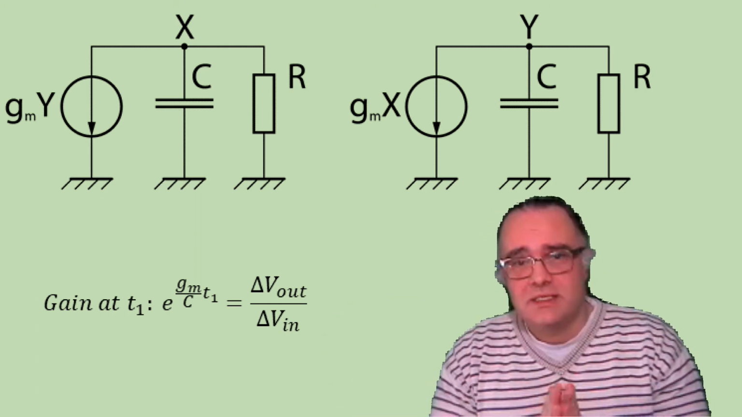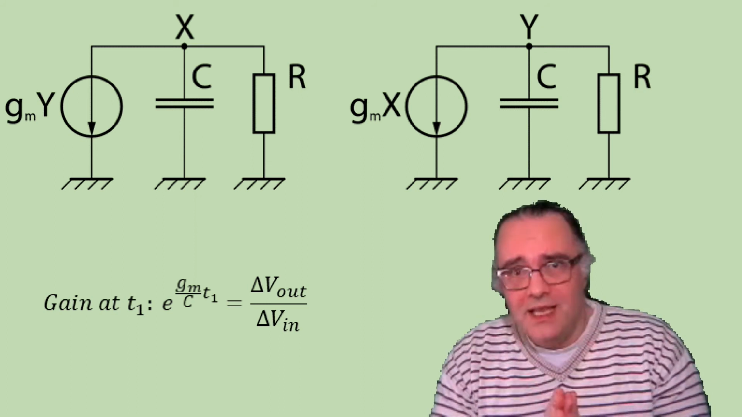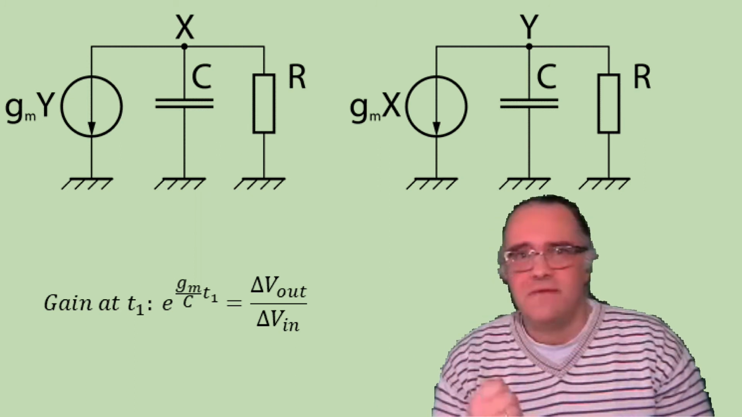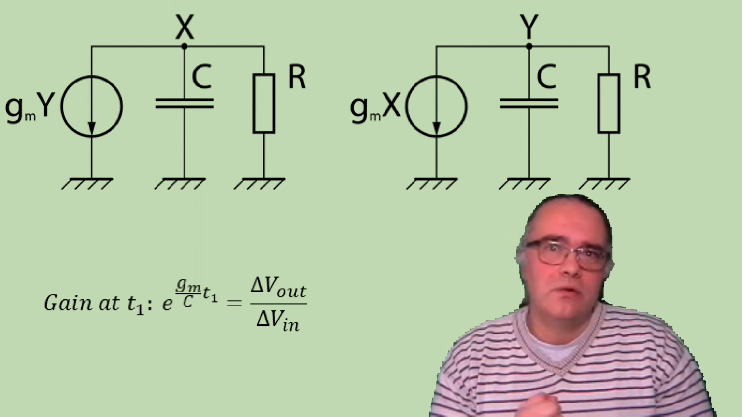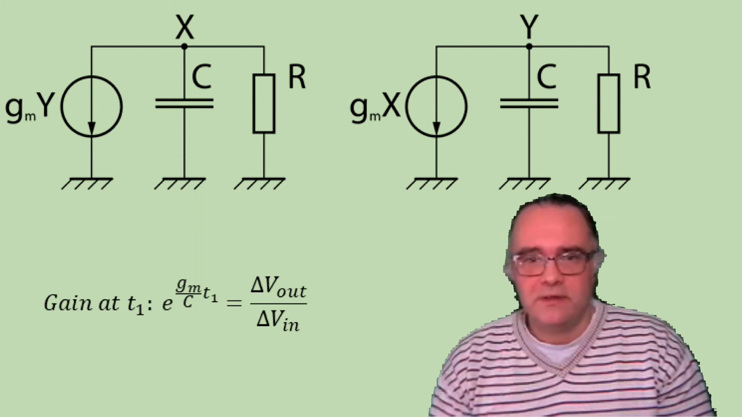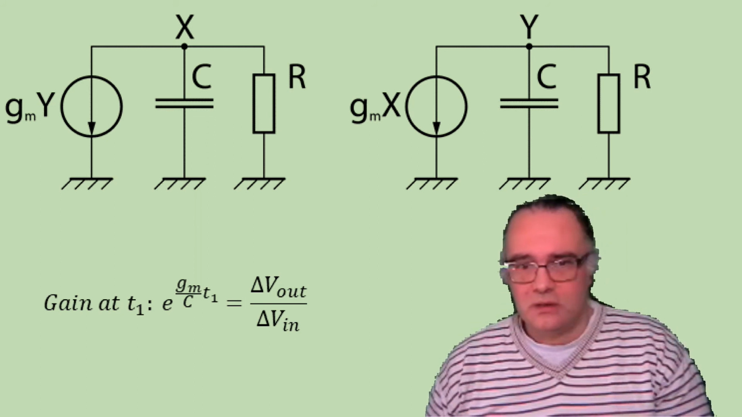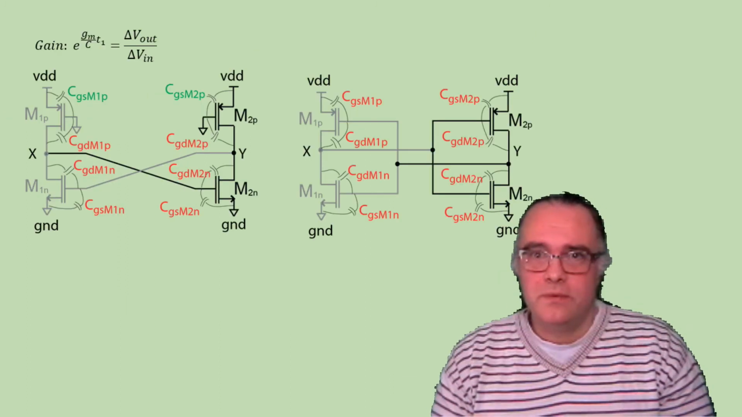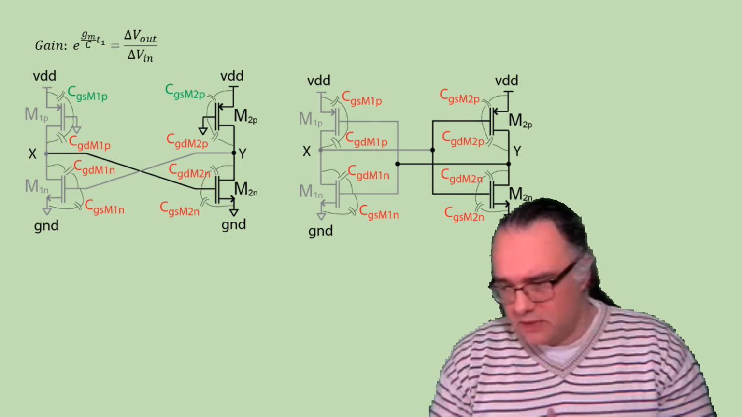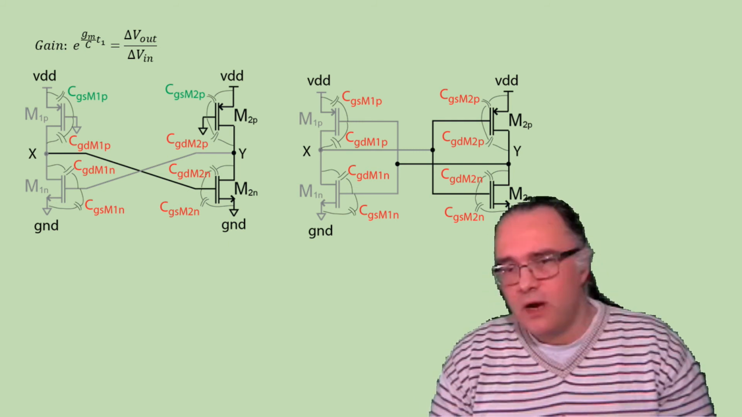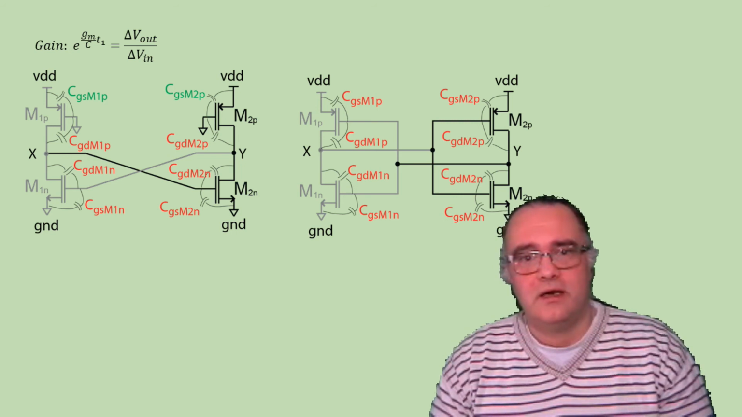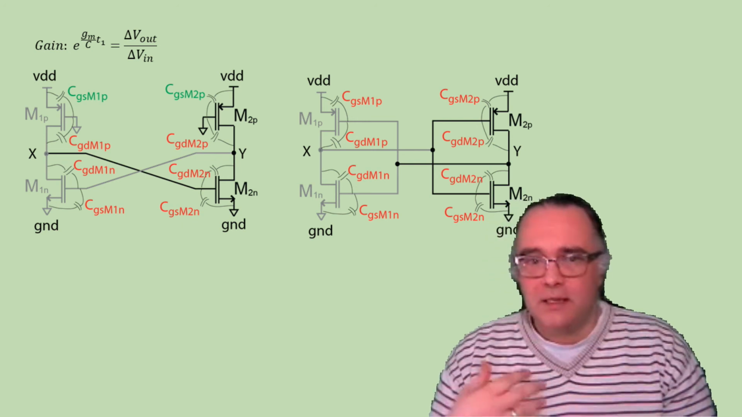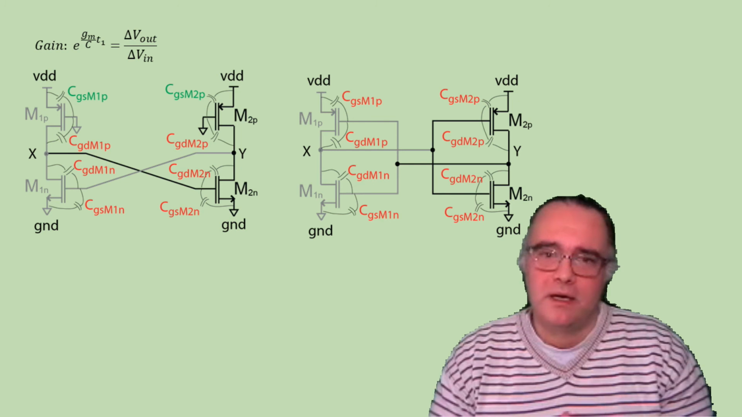But if the time is fixed, then the gain depends on the Gm and the C. The Gm is the equivalent gain that we have in the latch loop, and C is the equivalent capacitance that we have in the latch loop. You can see that the more Gm you have from the transistors in the loop, the higher the gain of the latch. And the less parasitic capacitance you have in the loop, the more gain you have in the latch.